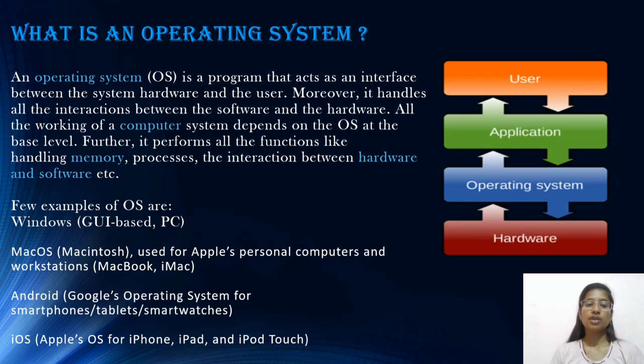A few examples of operating systems are Windows, which is graphical user interface based; Mac OS, used for Apple's personal computers and workstations; Android, Google's operating system for smartphones, tablets, smartwatches; iOS, Apple's OS for iPhone, iPad, and iPod Touch.